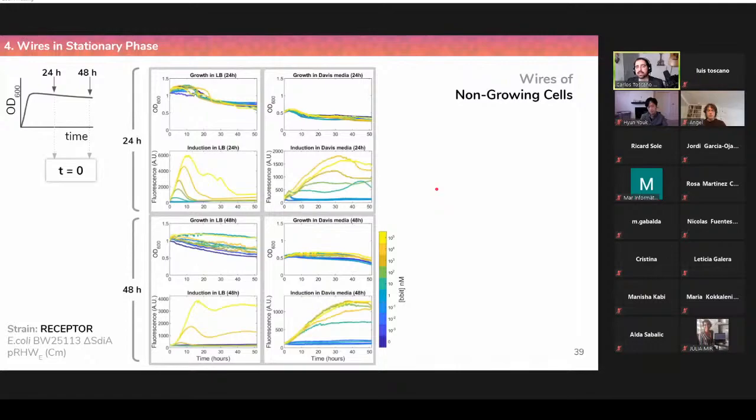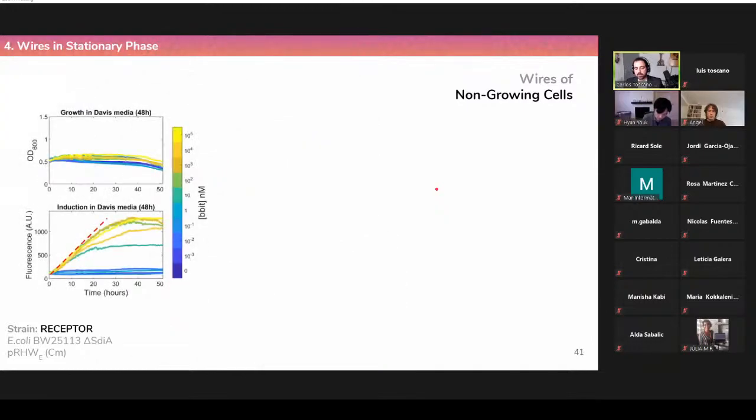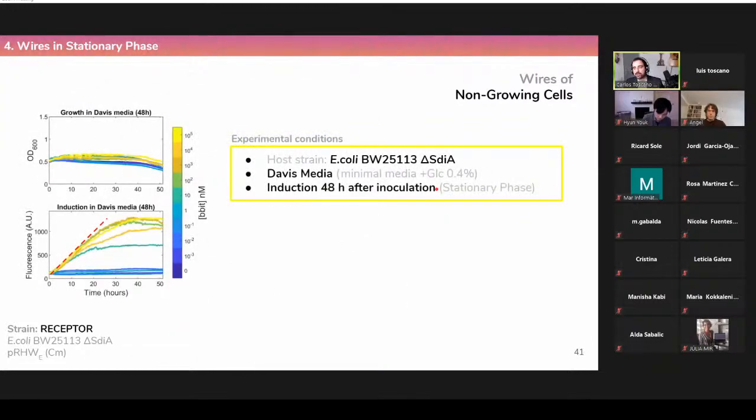And if we take a look at what's going on with the fluorescence, well, in the case of LB media, both in 24 and 48 hours, we see that there's a peak in fluorescence. And we can also observe peaks in the case of Davis media. So that's something that we don't want. Nevertheless, if we add the BioBit, in this case the lactone, 48 hours after inoculation, we see that there is a nice induction.